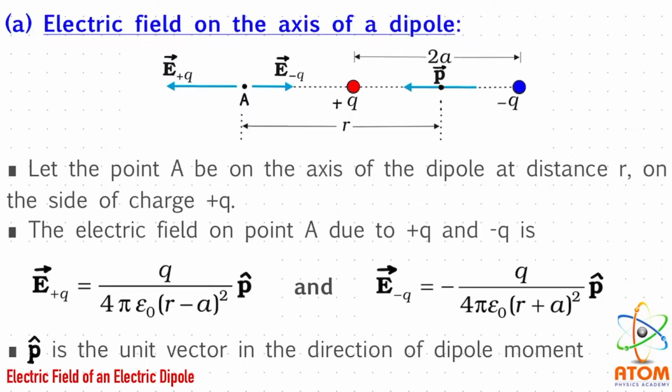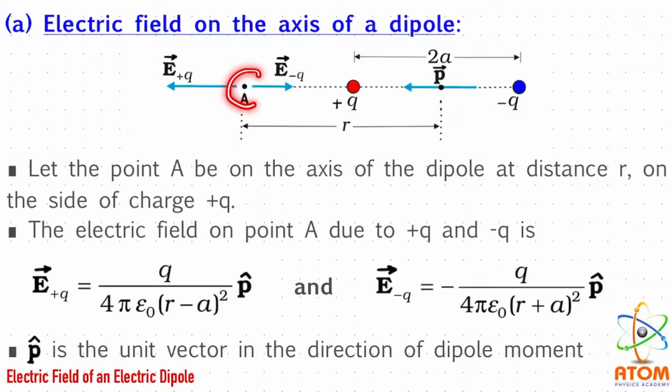Now first we will find the electric field on the axis of a dipole. Here you can see this is positive q charge and negative q charge. So this line becomes the axis of the dipole. First let us choose a point A. Here a point A is shown, which is at a distance r from the center of the dipole. This is point A, this is the center of the dipole, and this is the distance r. Here we will find the electric field.